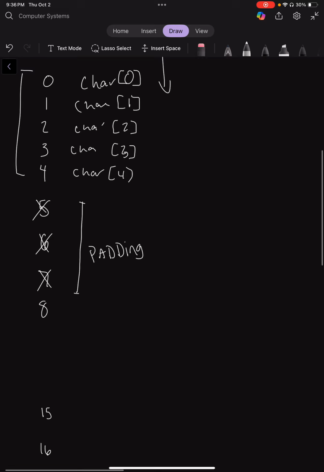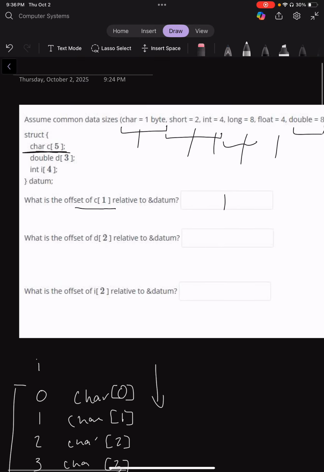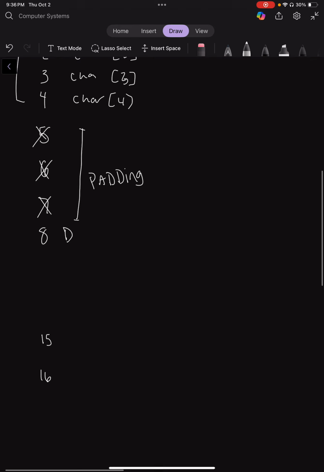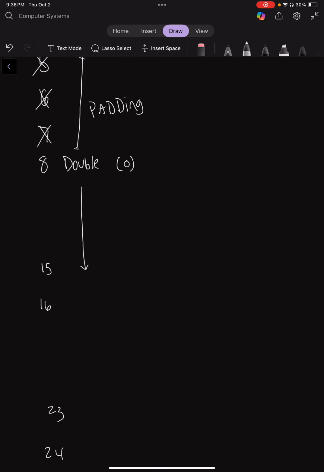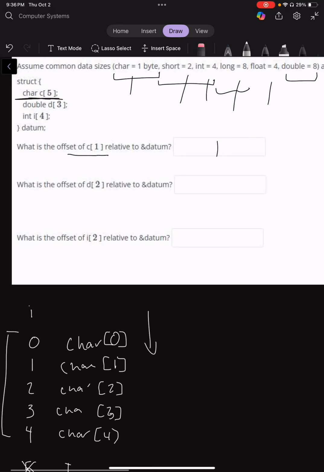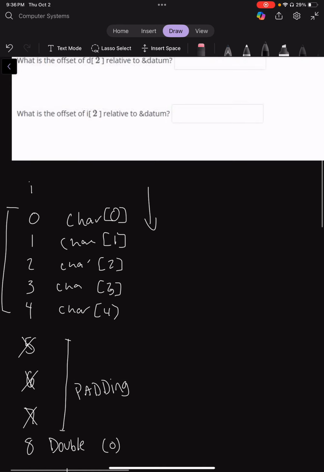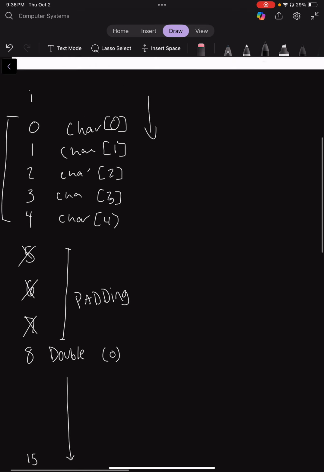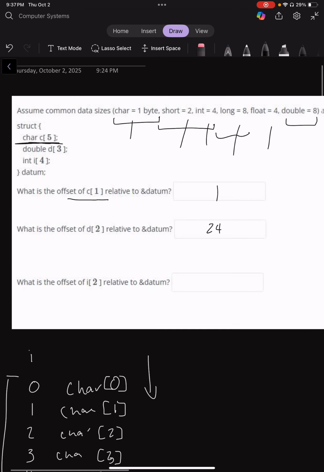So I think all of this in between is considered padding. And then once you get to eight, we have three doubles. So starting at eight, we now have the zeroth double, and we know it takes up 8 whole bytes. So it's going to take up all that space. The next open one is 16, which is divisible by 8. So now the next double goes there. That takes up 8. And then the last double, double 2, goes there. So the question asks, what is the offset of D2 relative to datum? It would be 24.